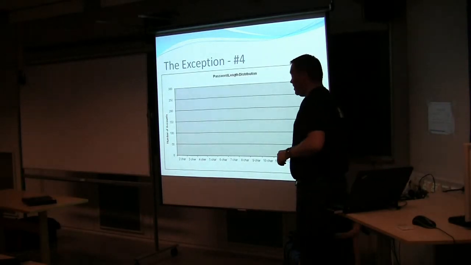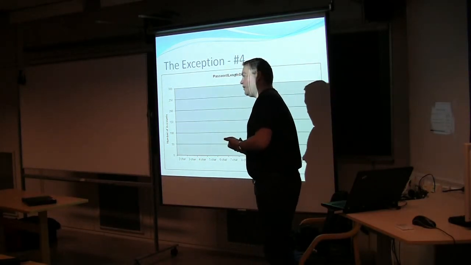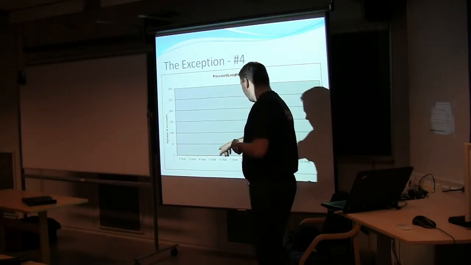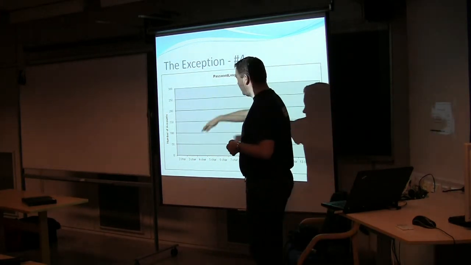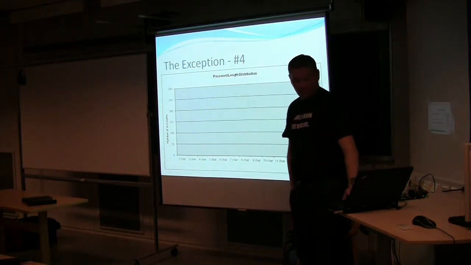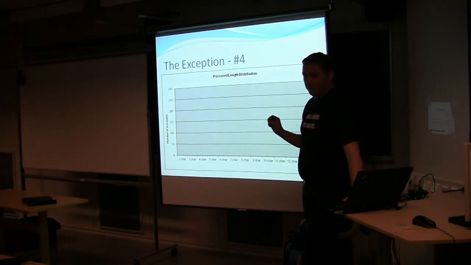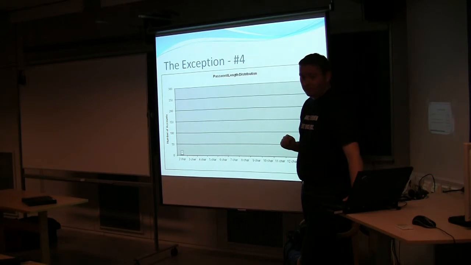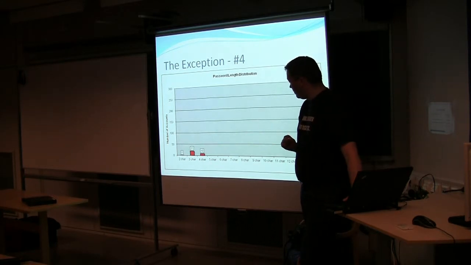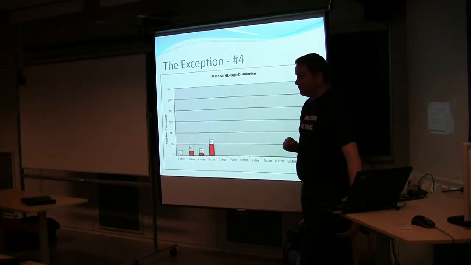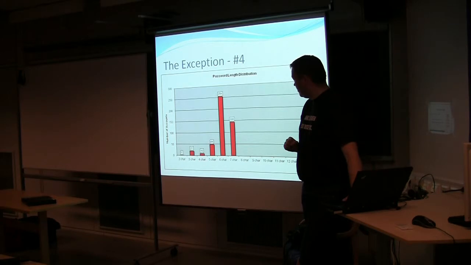Even more interesting is to look at the password length distribution. Any wild guesses? Starting with 2, 3, 4, 5, 6. How do you think this is going to look? The minimum length requirement is 3. Maybe 5 or 6. Here's one password that consists of 2 letters. There's 21 passwords that are of length 3. There are 10 at length 4. And there are 49 at length 5. And then suddenly, it looks like this.